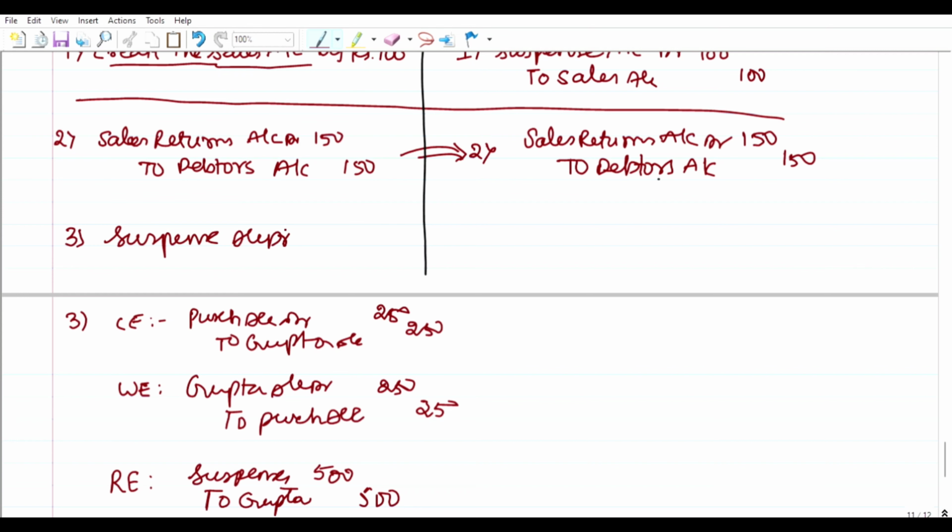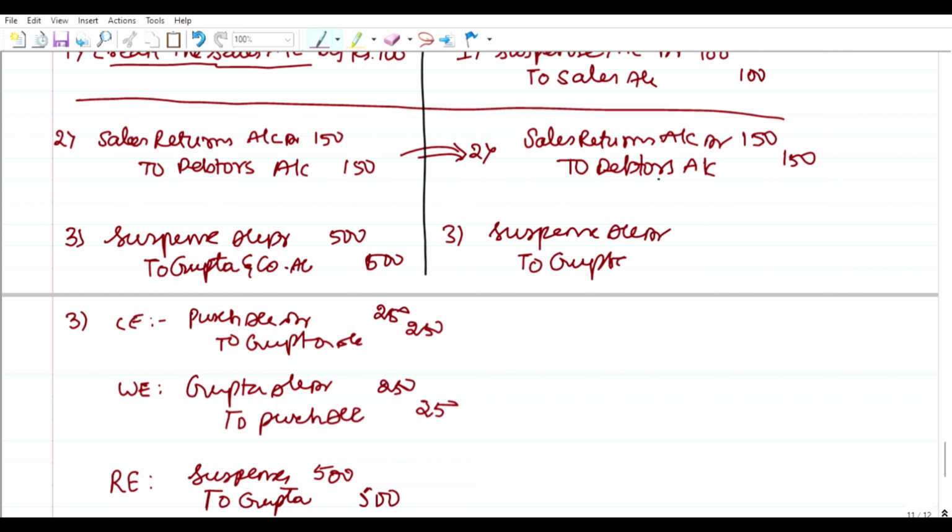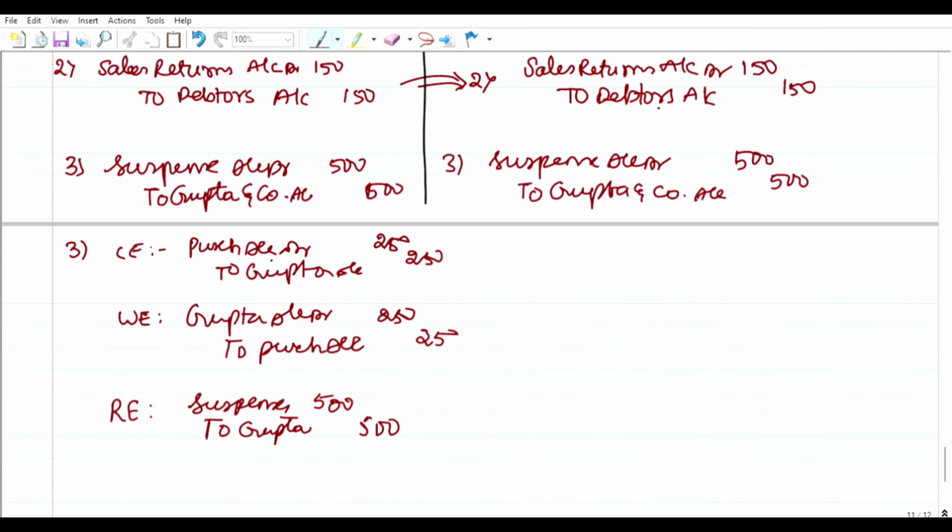I repeat this once again: suspense account debit to Gupta and Company account by rupees 500, double the amount. The same entry will be recorded here. I am writing the same entry: suspense account debit to Gupta and Company account by rupees 500. I'm going to explain once again what happened here.